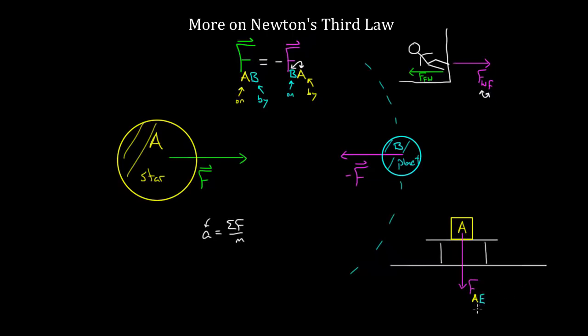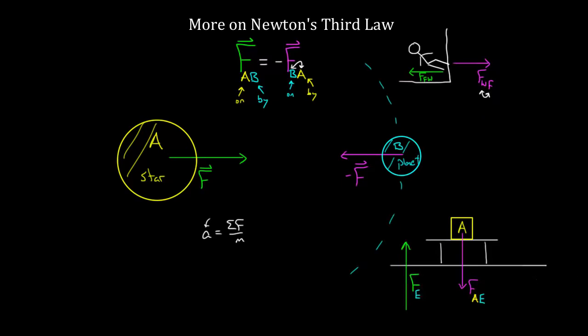Now it's easy to figure out where the partner force is. The partner force can be found just by reversing these labels. So instead of the force on A by the Earth, there's got to be an equal and opposite force, which is the force on the Earth by box A. Opposite means it has to point up. So there has to be an upward force, and that upward force has to be exerted on the Earth by box A.